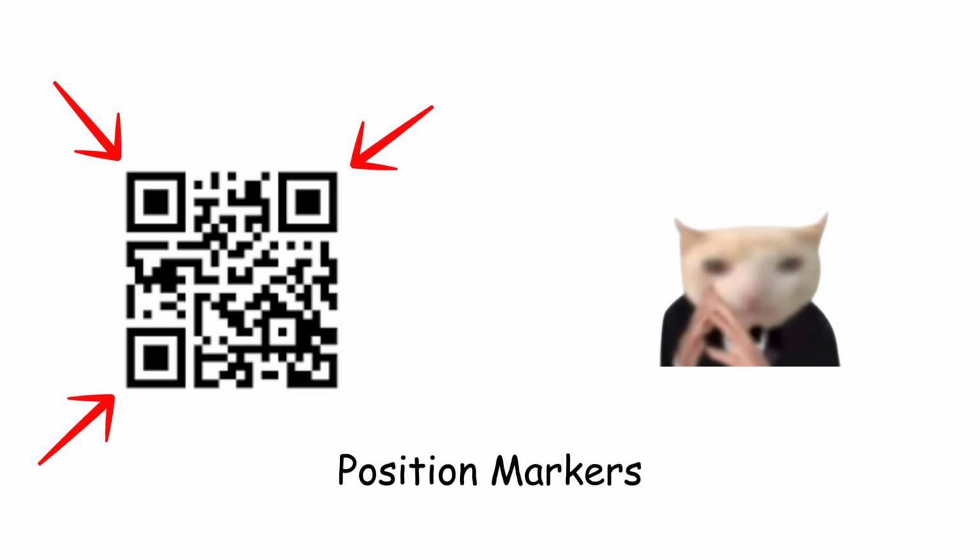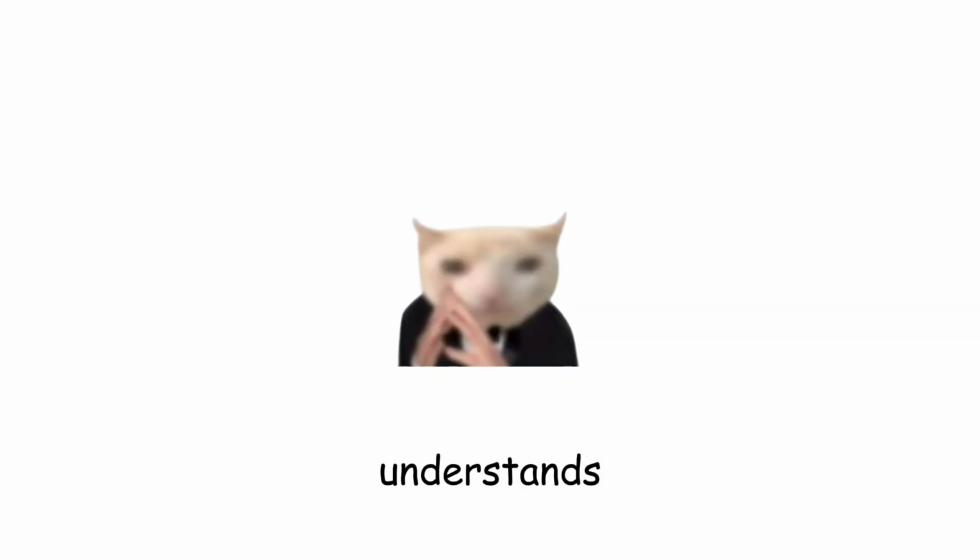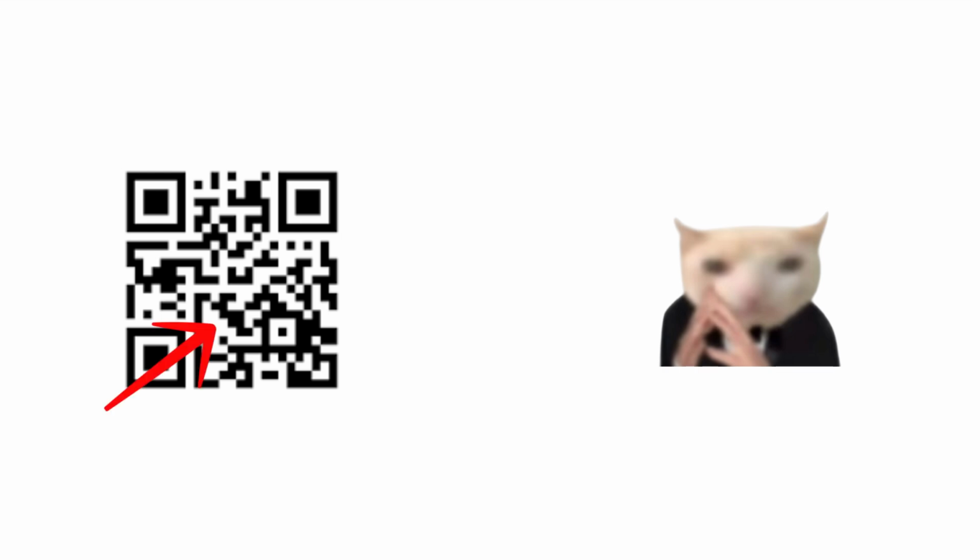Let's talk about those 3 big squares in the corners. These are not decoration. They are position markers. They tell your camera, this is a QR code. This is the top. This is the angle. So even if the QR code is tilted, crumpled, or printed on a curved surface, your phone still understands how to read it.